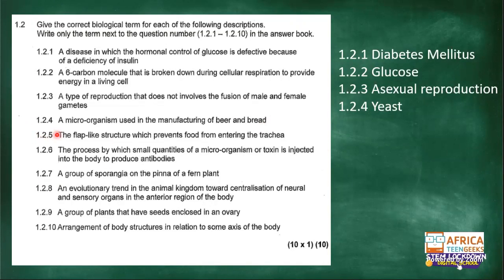And then 1.2.5, the flap-like structure which prevents food from entering the trachea.